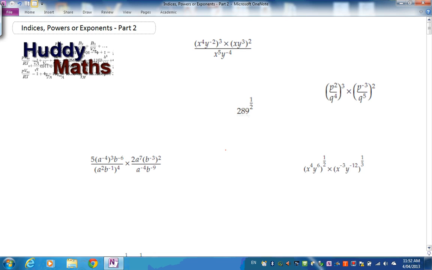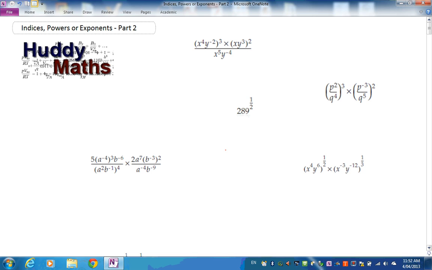Hey, welcome back to Indices, Powers or Exponents Part 2. I hope you're happy with building up skills with this form of mathematics. Remember, the index or power form is just a neat way of writing repeated multiplication, and we're getting some interesting results coming out of it.